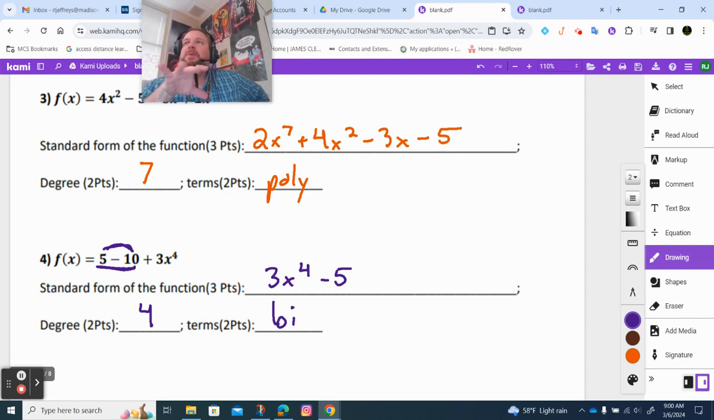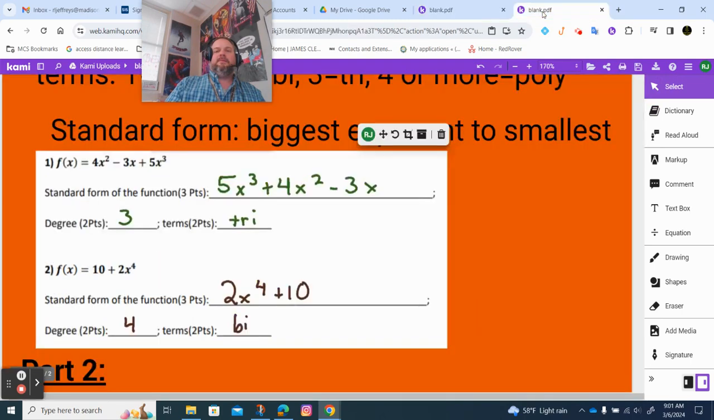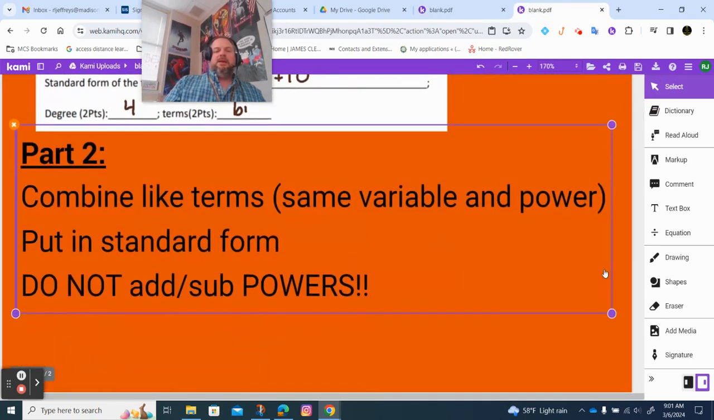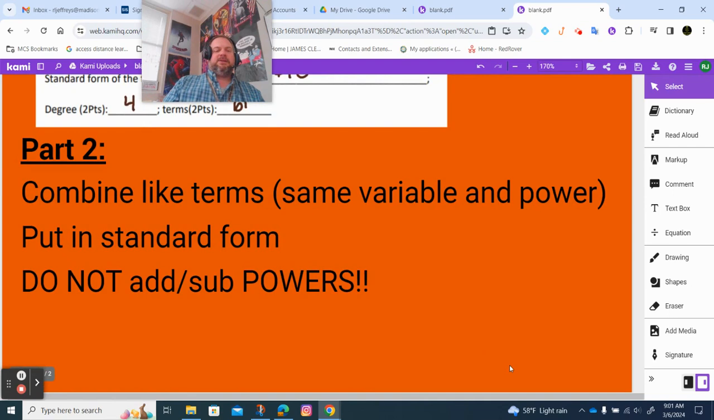Okay. Are we good with part 1, 3, and 4? All right. So before we actually start doing part 2, let's get the premise of what Mr. Jeffries would put on his orange sheet. Combine like terms, same variable and power, put in standard form. Do not add and subtract the powers. You only do that when you multiply. Okay?